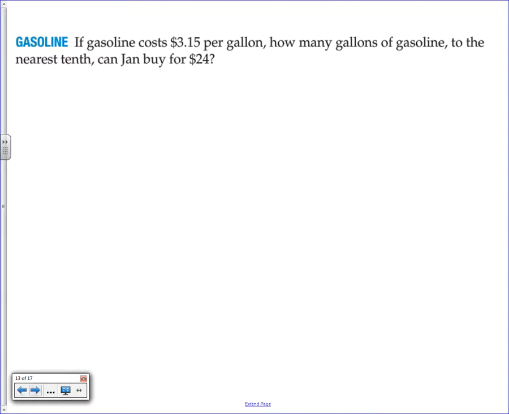What's the unknown here? How many gallons? What do you want to use? Oh, this time G makes sense to use, doesn't it? Okay, what's the cutoff? What's the goal? What's the end? 24. Less than or equal to, or greater than or equal to? Which one? I only got $24, don't I? So it's got to be less than or equal to. And what do I know about this gasoline? How do I show $3.15 a gallon?